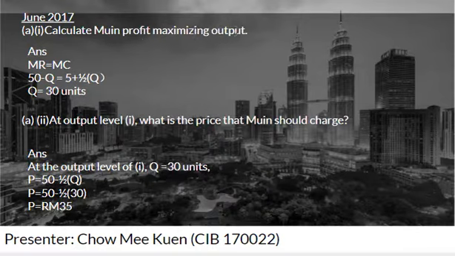Calculate Moen profit maximizing output. So we just put MR equal to MC based on the equations that were listed just now. So by doing these calculations, we can find that Q is equal to 30 units.